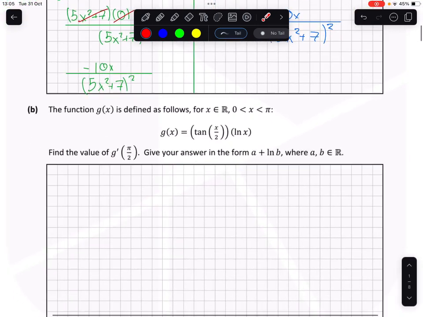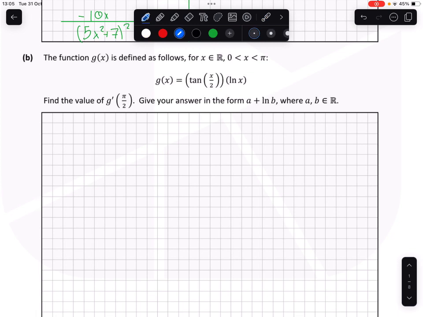Secondly, we have this question. The function g of x is defined as follows: for x an element of R, where x is some number between 0 and pi, g of x is equal to the tan of x over 2 multiplied by the natural log of x. Find the value of g prime of pi over 2. Give your answer in the form a plus the natural log of b, where a and b are real numbers.